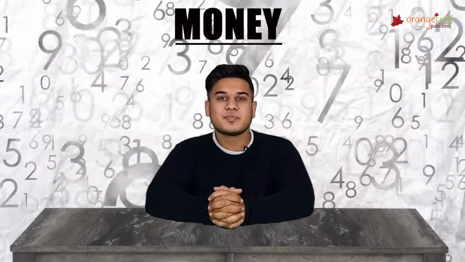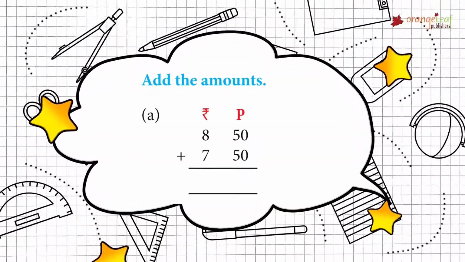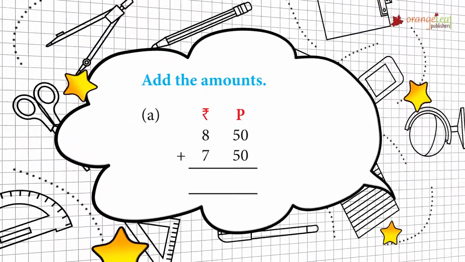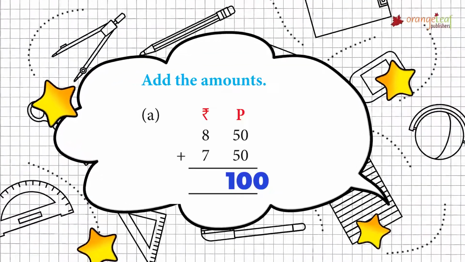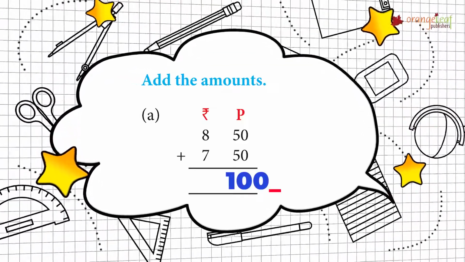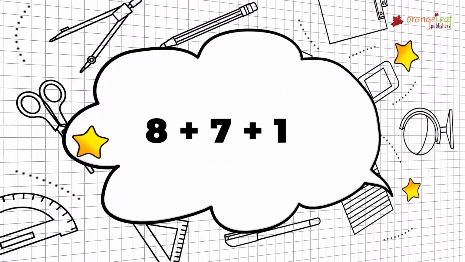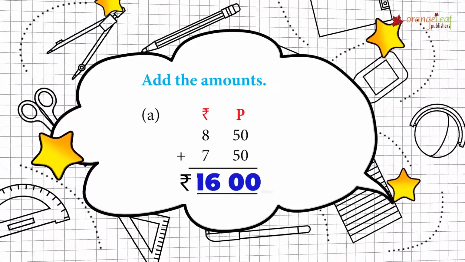Now I hope you understood that. Let's test it with an exercise. I'll help you with the first question. We now have to add the money. Let's have a look. So we have to add 8 rupees and 50 paise with 7 rupees and 50 paise. So we first add the paise column, which gives us 100. So 1 carries over, which gives us 8 plus 7 plus 1, which is 16. So the final amount is 16 rupees.